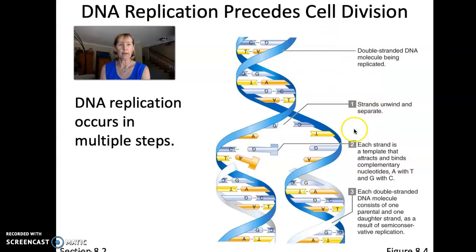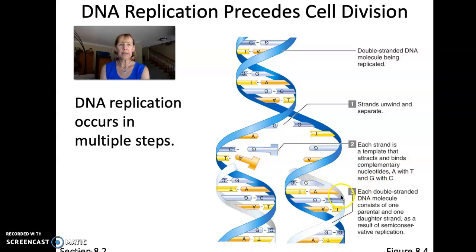Step 2 then would be each strand is a template that attracts and binds complementary nucleotides, A with T and G with C. So this is the map, right? So if we open it up and then copy, oh yeah, G I need a C, A I need a T, C I need a G, T I need an A. Now I know what that sequence is that needs to be copied.